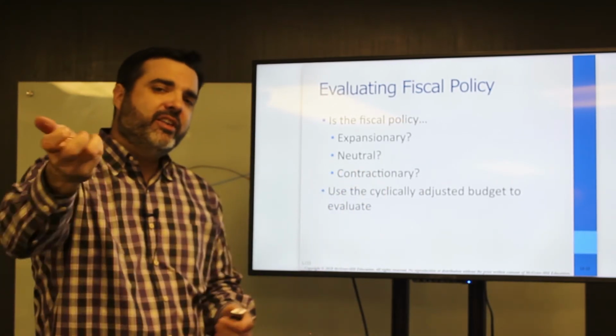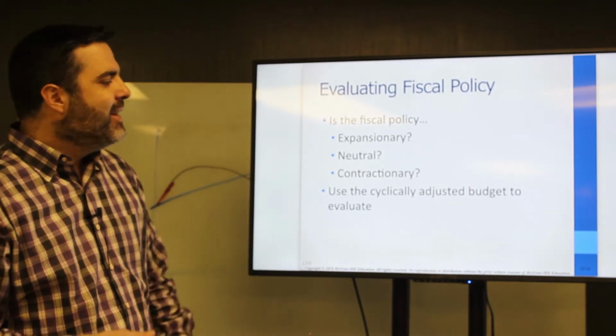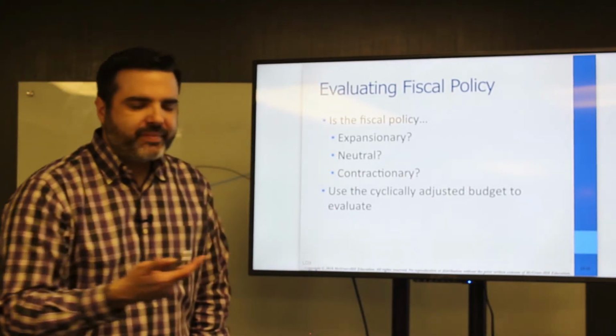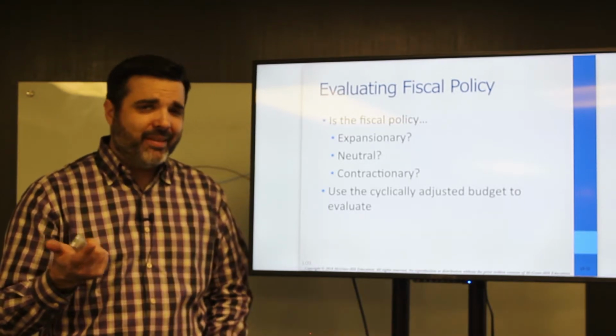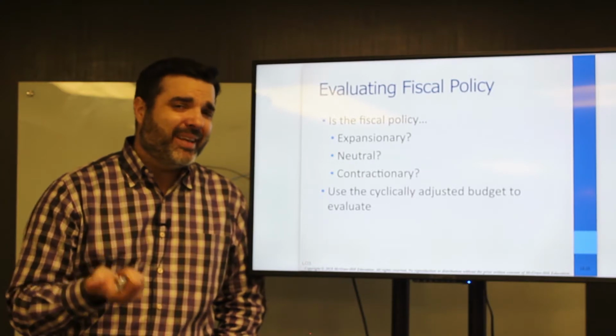Are they expansionary or contractionary? Are they trying to pull the aggregate demand curve back in? The cyclically adjusted budget: I don't want to spend a lot of time on this. It's complicated, we could spend a ton of time on it, and I don't really care about it that much.